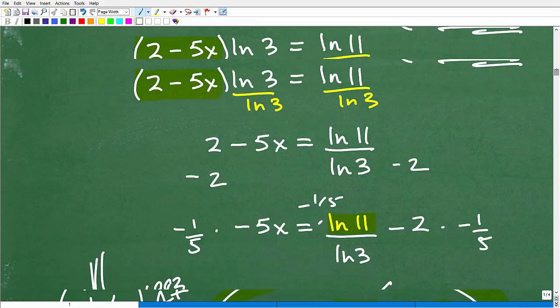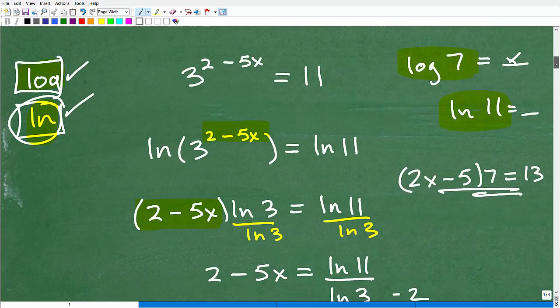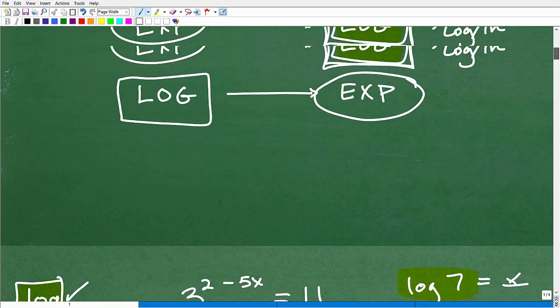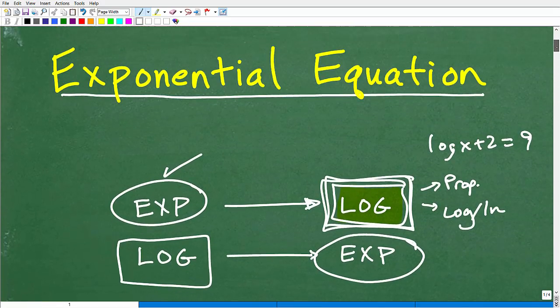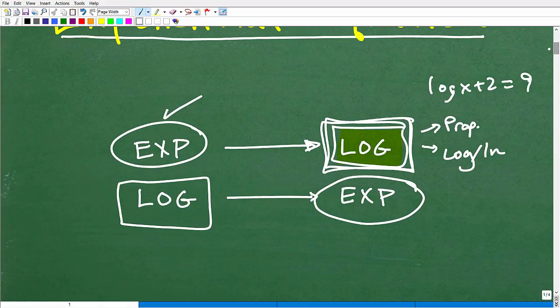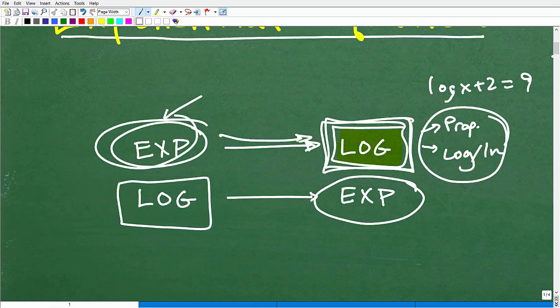So this is a basic exponential equation. And certainly for those of you that are studying this level of math, you're going to need to know this stuff. But just keep in mind, anytime you see an exponential equation, you're going to have to be thinking logarithms, which means you need to know quite a bit about logarithms.